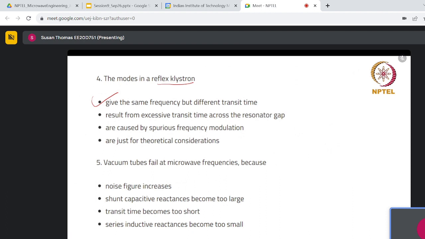Okay, again, I have a question. I think we have discussed the concept, but I would suggest you answer this. Vacuum tubes fail at microwave frequencies because of what reason? Is it because the noise figure is increased? Is it because the shunt capacitive reactance becomes too large? Is it because the transit time becomes too short? Or series inductive reactance too small?